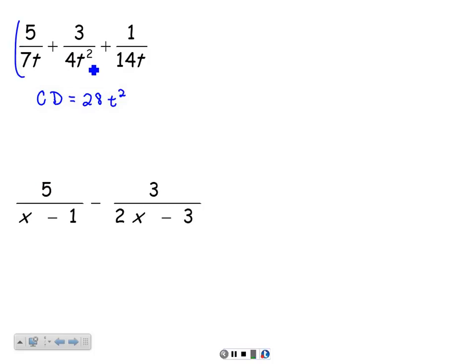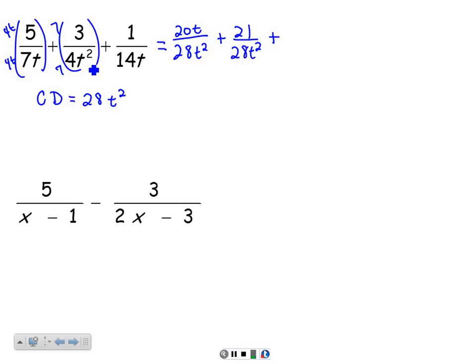Alright, so for the first fraction, in order to get 28t squared, I need to multiply by 4t, top and bottom. The one in the middle, to make 4 go to 28, I'm going to multiply by 7. I already have t squared, so I don't have to multiply by the variable. So that's going to be 21. And then that last fraction, to make 14t go to 28t squared, I need to multiply by 2t, top and bottom.